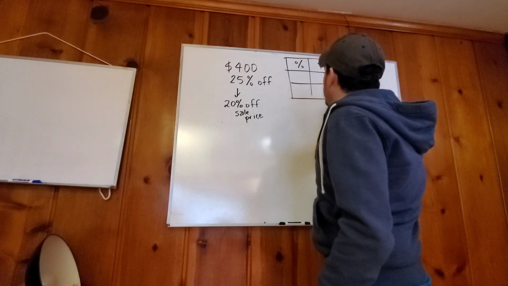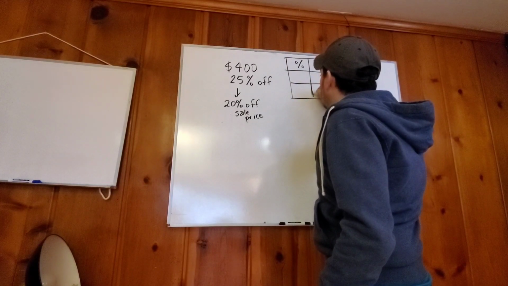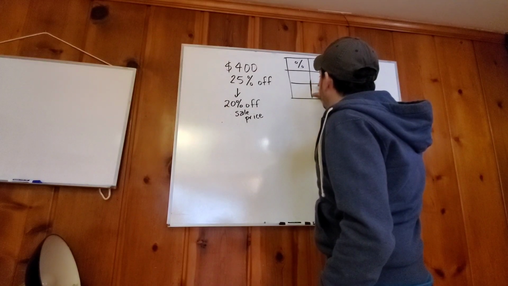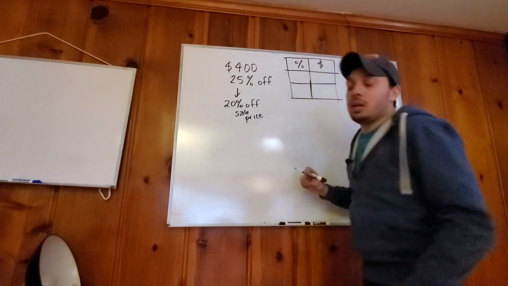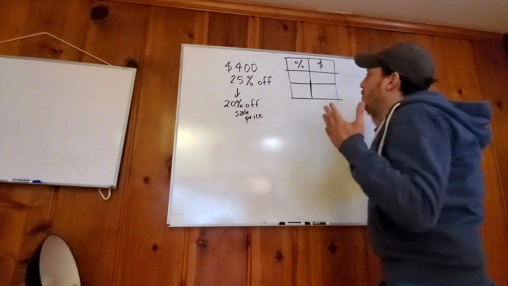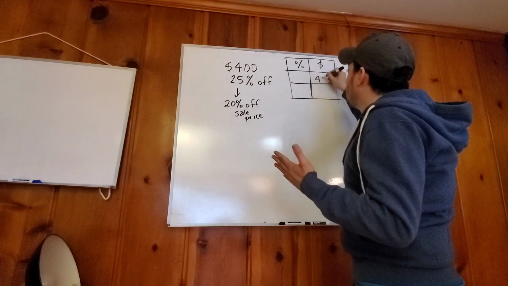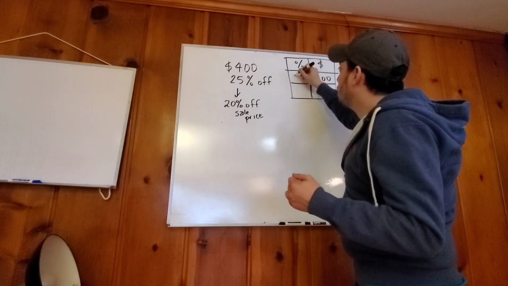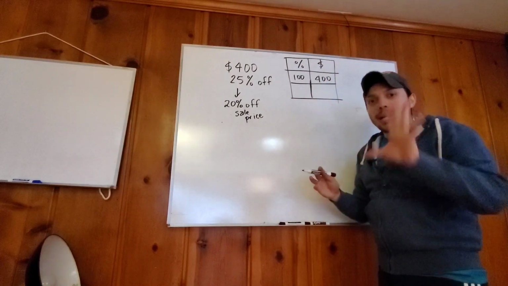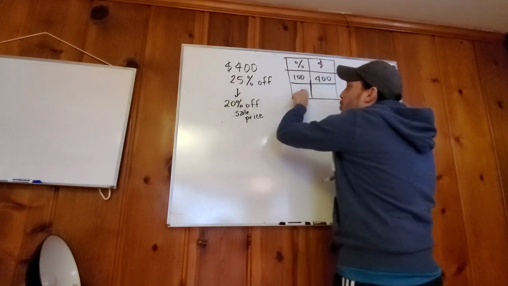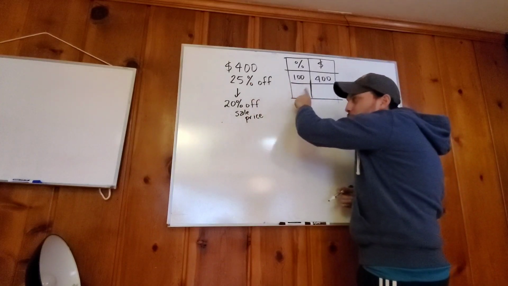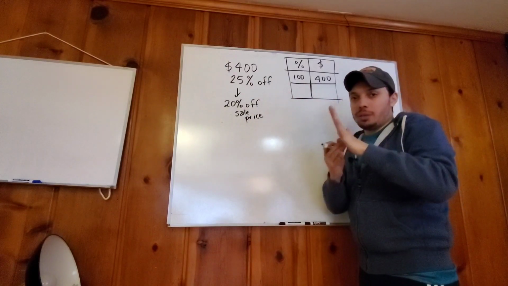And this is where I told you that the proportions are going to come into play. So if we have $400 at first, that would be 100% of the price. But then a lot of you would be like, oh, that's easy. We put $25 here. No, 25%, not dollars. 25% here. No, wait. Time out.